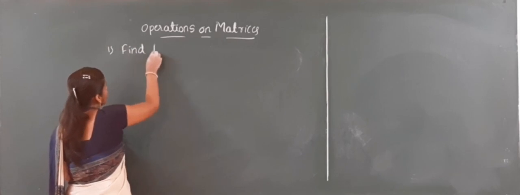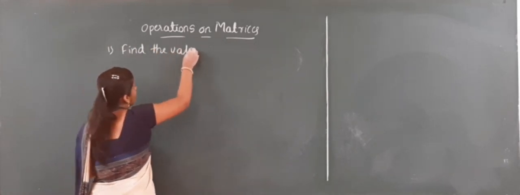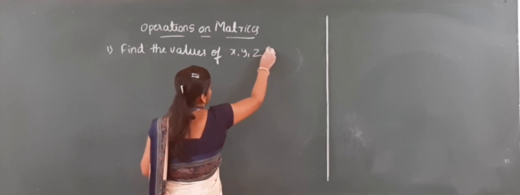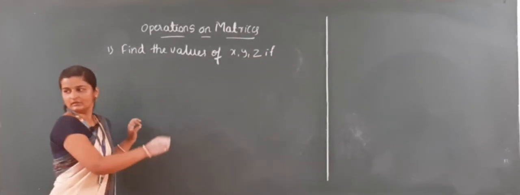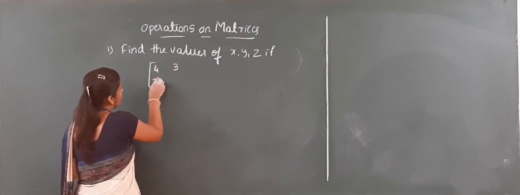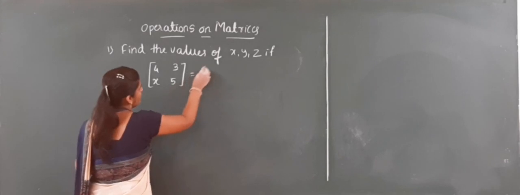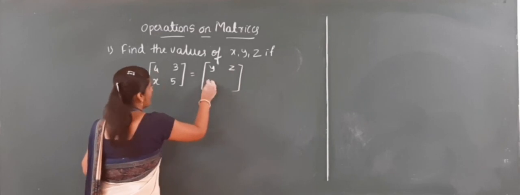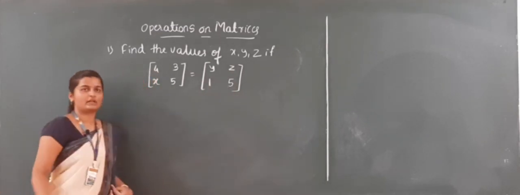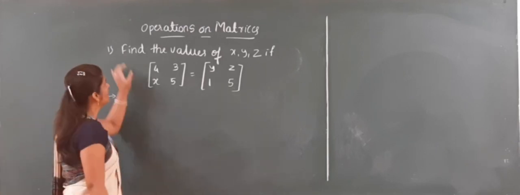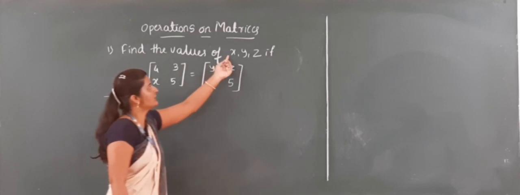Find the values of x, y, z if 4, 3, x, 5 is equal to y, z, 1, 5. Okay, this is your question. Find the values of x, y, z. You have to find out the x, y, z.